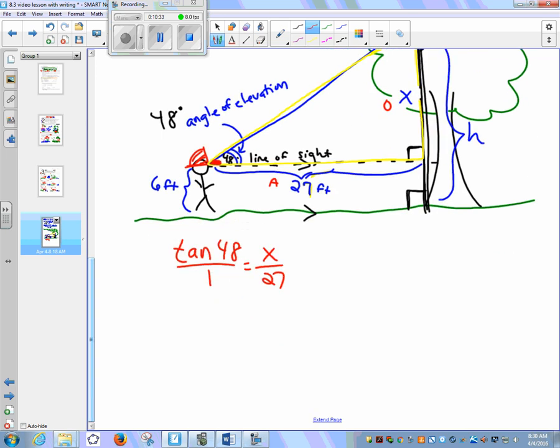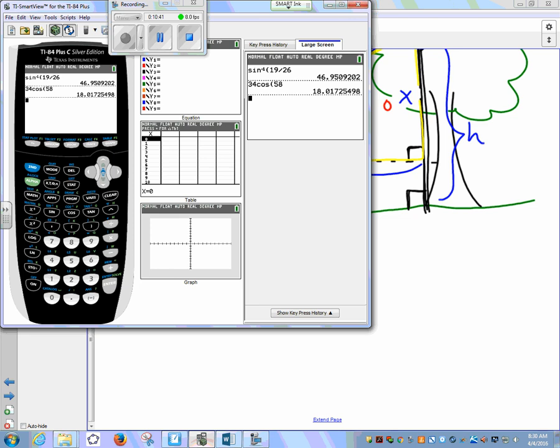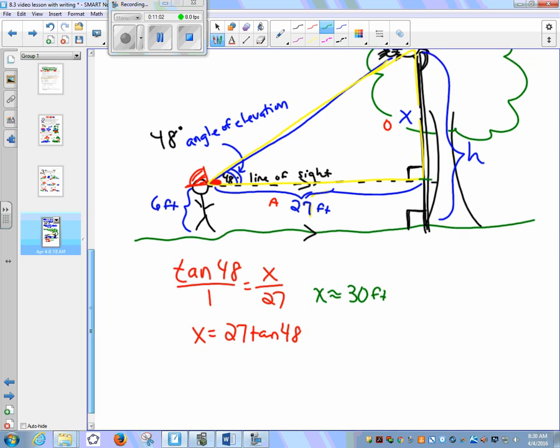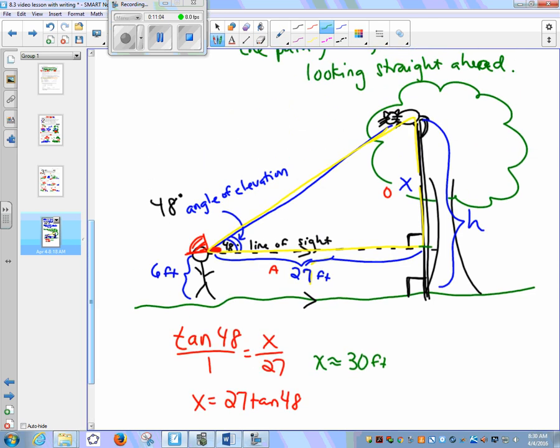Now we're going to solve this. We're going to get x equals 27 tan 48. And on our calculator, 27 tan 48 is about 30. So x is approximately 30 feet. Okay, so we know from here up to the kitty is 30.